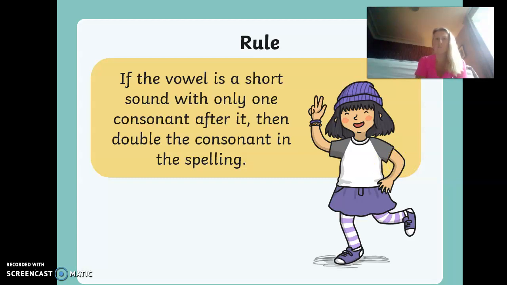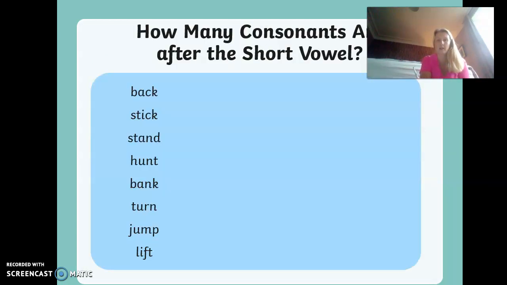That's why it's so important that we always make sure we're using these spelling rules and we're always listening, and we know our high frequency words and we're practicing those spellings as well, because that will help you with your Phase 6, because Phase 6 is all about spelling rules, because it gets a bit trickier with your writing and your spellings, but I think we're really ready for this learning now, okay? How many consonants are after the short vowel here? So how many consonants have we got after this?